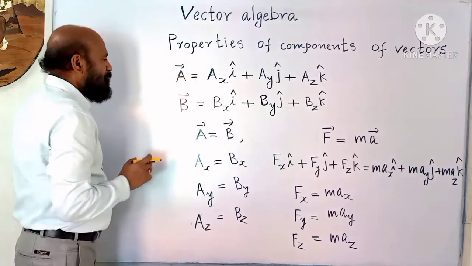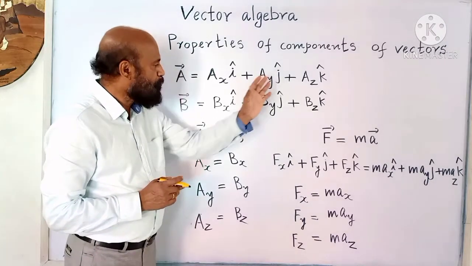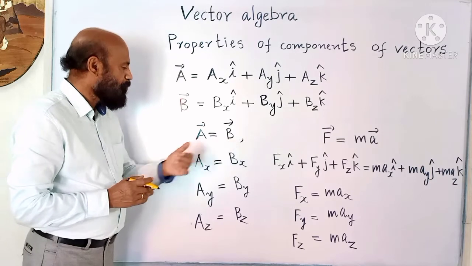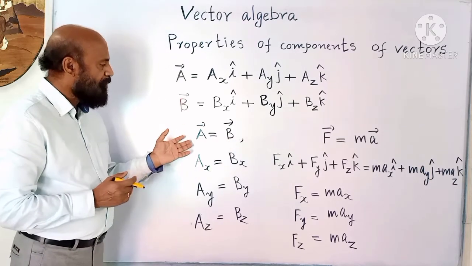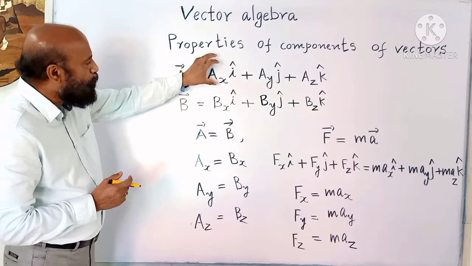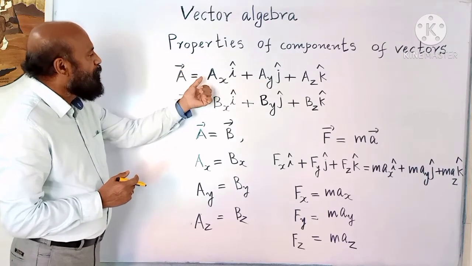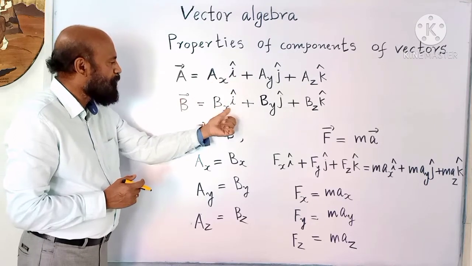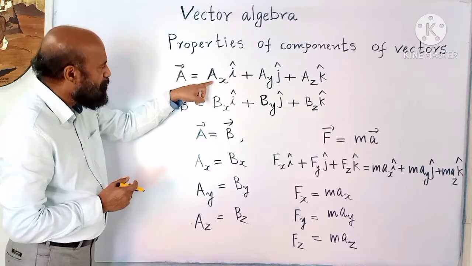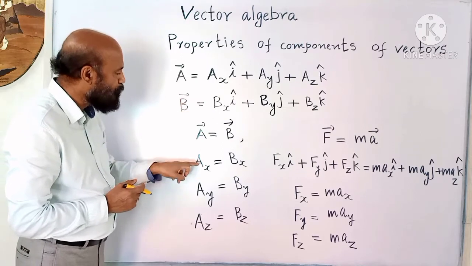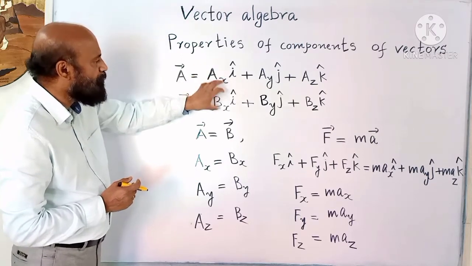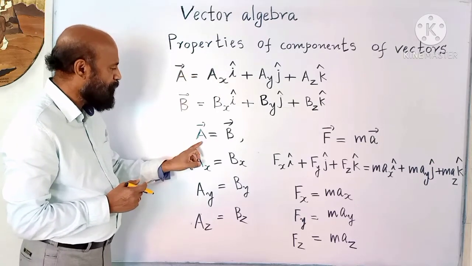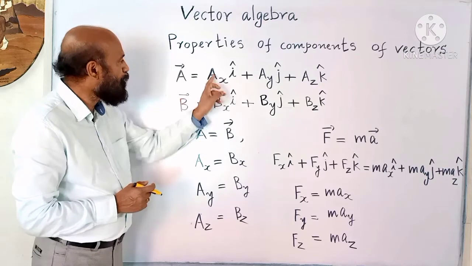Now A and B are two vectors expressed in the component form. Suppose A vector is equal to B vector. If two vectors are equal, the corresponding components should be equal. Here x component is ax, here x component is bx. So compulsorily ax should be equal to bx, the x component of the vectors. If A vector is equal to B vector, then ax should be equal to bx.